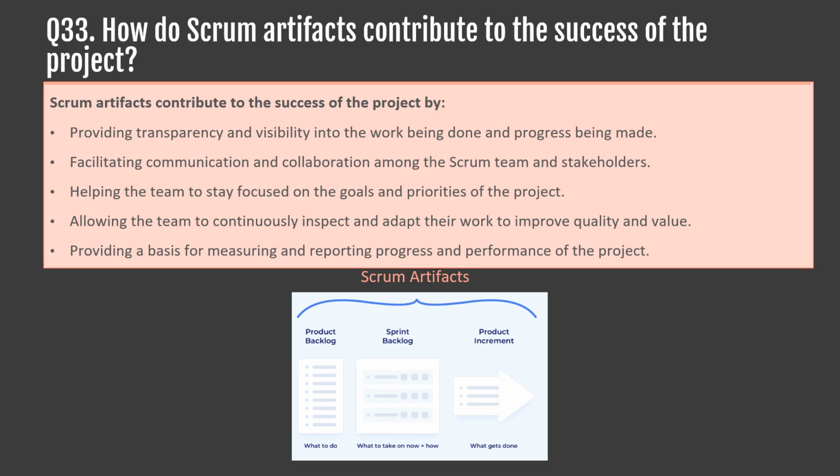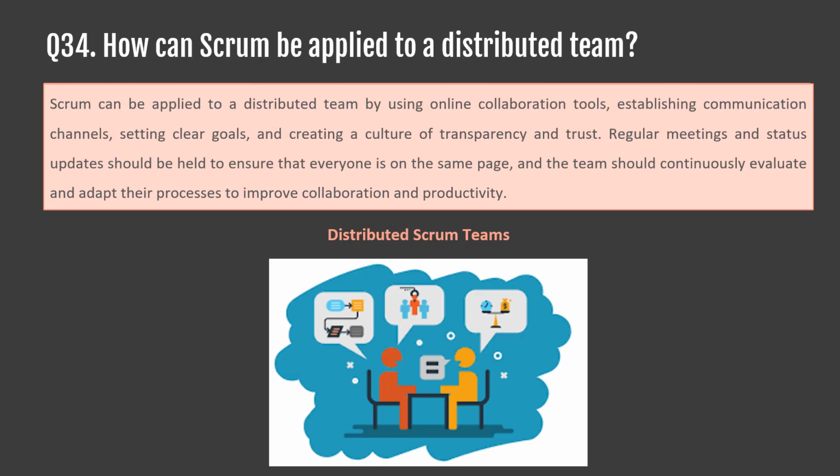Overall, these Scrum artifacts help to keep the team focused, aligned, and on track while providing a tangible measure of progress and success. Question number 34. How can Scrum be applied to a distributed team? In a distributed Scrum team, the team members work remotely and may be located in different time zones, which can create communication and coordination challenges.